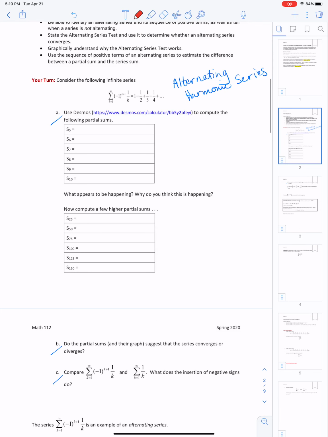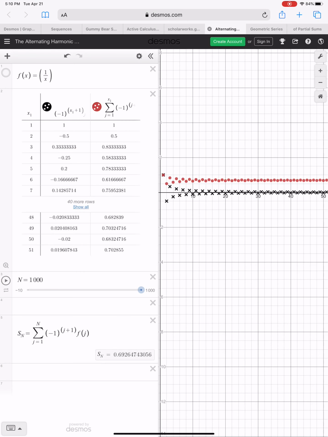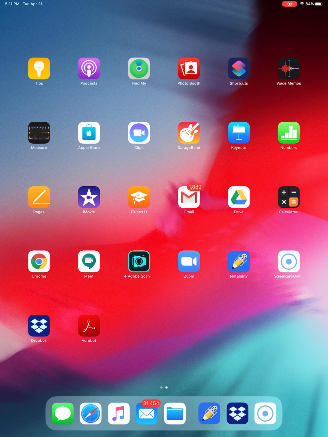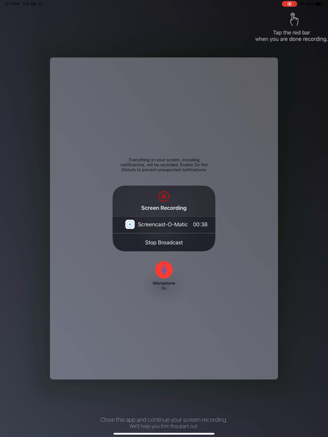You've just investigated the alternating harmonic series. Let me go over to the Desmos graph here. I've added several more terms to the graph. And what this is suggesting, as you can see, is that the partial sums here in red are leveling off to some number that's approximately 0.69. So in fact, this series does converge, and we'll see a lot more of this series coming up.